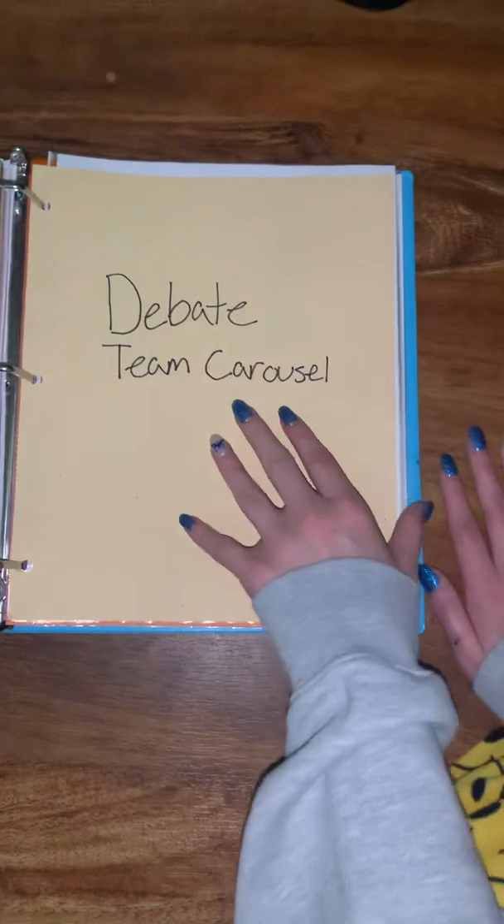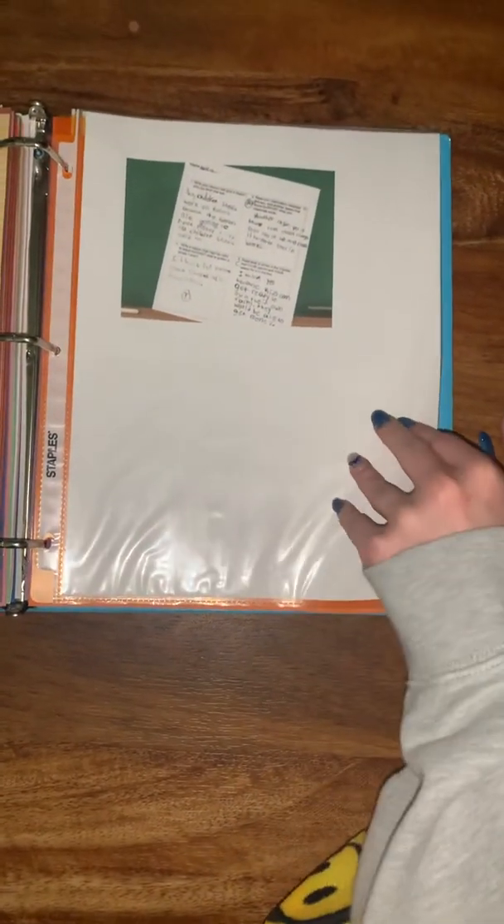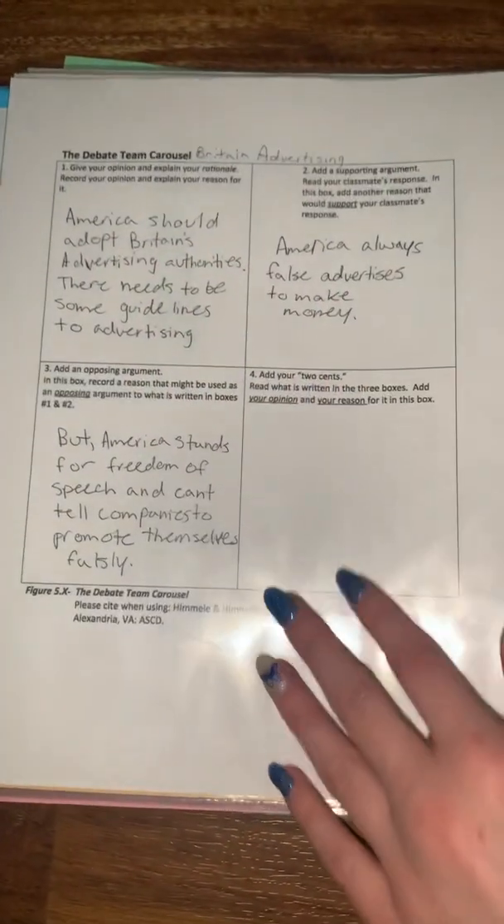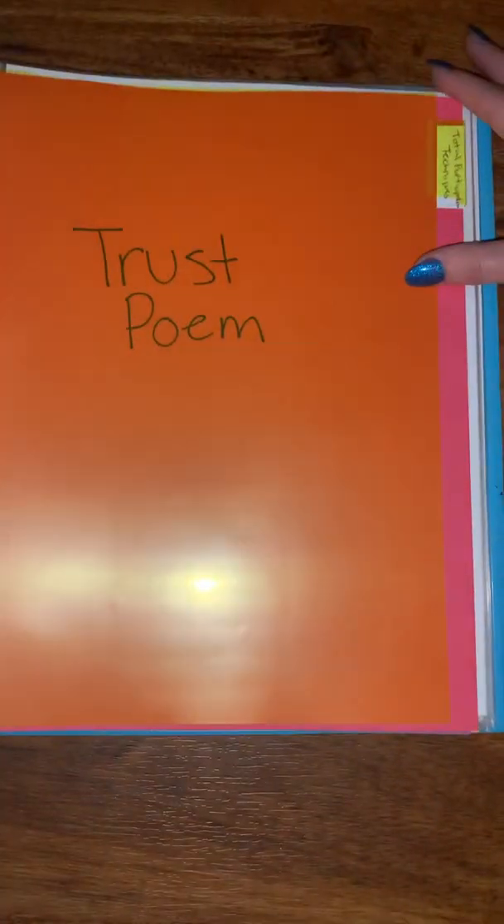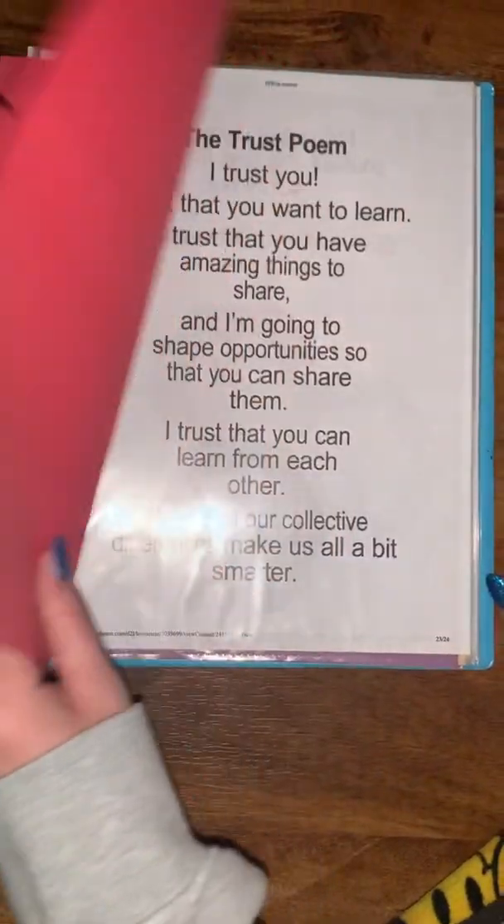Here I have the debate team carousel. Here's the picture example. And then over here, I have the filled out debate team carousel. We go into assessment. We have first language sample. And then we have total participation techniques. We have the trust poem.